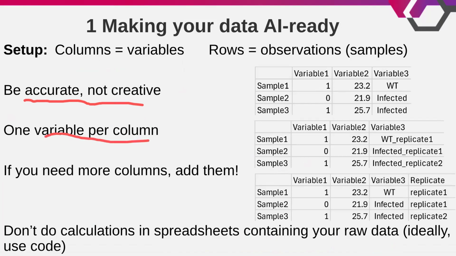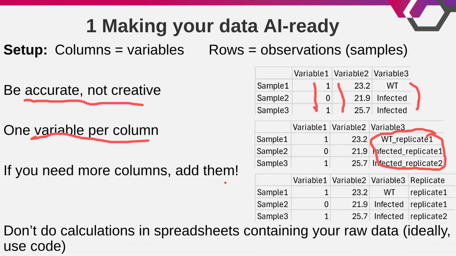Put one variable per column, which you can see here. We've got sample one, sample two, sample three. You've got variable one, the binary classification. You've got some sort of measure, and you've got some sort of status here. You might have instances where you have multiple pieces of information in a column, which is not a good idea. So we can split this. This is replicate one for the wild type, an infected replicate one, and an infected replicate two. So you can split them: wild type, infected, infected, and you've got the replicate identifier there as well.